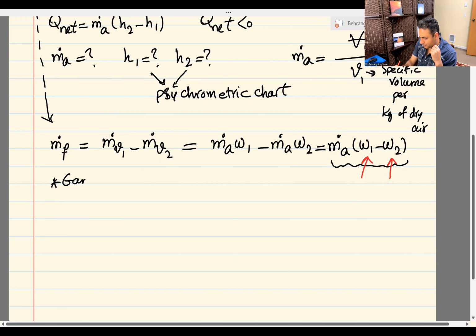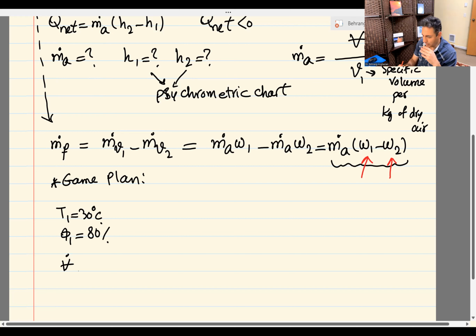Okay, what do I have here? I have T1 apparently, right? T1 is given as 30 degrees Celsius. Phi1 is given as 80%. And V dot 1, which is the volumetric flow rate, is given as 10 meters cubed per minute. Okay, cool. And the total pressure is supposed to be 1 atmosphere. The psychrometric chart that I have is a 1 atmosphere psychrometric chart.